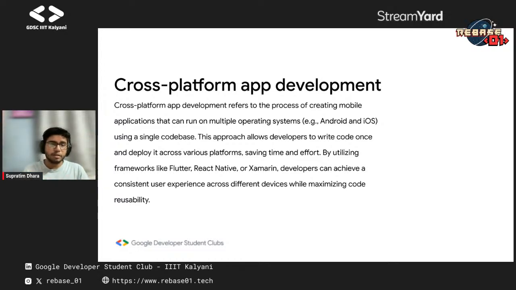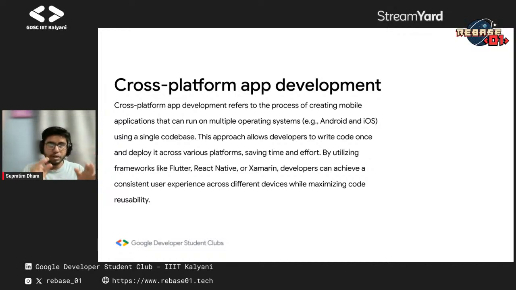Now comes cross-platform app development. Cross-platform app development is where you write one code and it runs on all the different operating systems, be it mobile systems like Android and iOS. There can be desktop, web apps, Linux apps, macOS apps, anything.